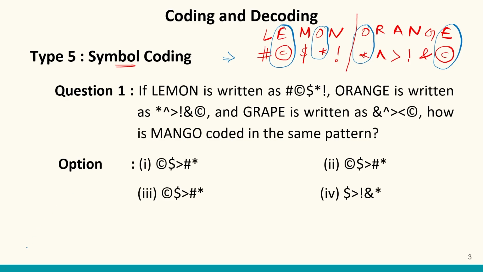So if I have to find the code for mango, I can clearly see that the code for M is $ sign. The code for A is this sign. The code for N is this sign. The code for G is this sign. And the code for O is this sign. So our answer will be this code, which is given in option number 4. So option number 4 will be our correct answer.